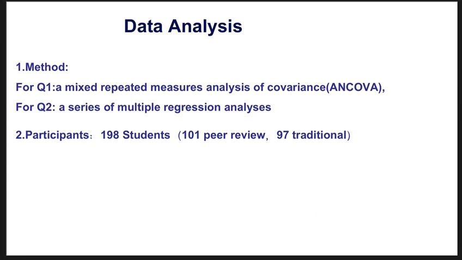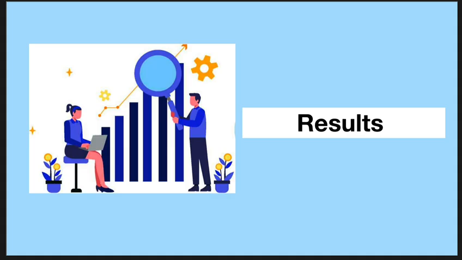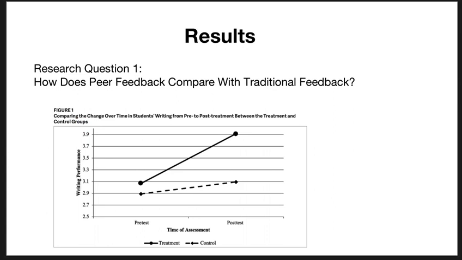Then we come to the next part. It's the results of this article. The first research question, like we mentioned before, examined whether there was a statistically significant difference in writing gains based on feedback, I mean teachers versus peer, when controlling for general English proficiency.